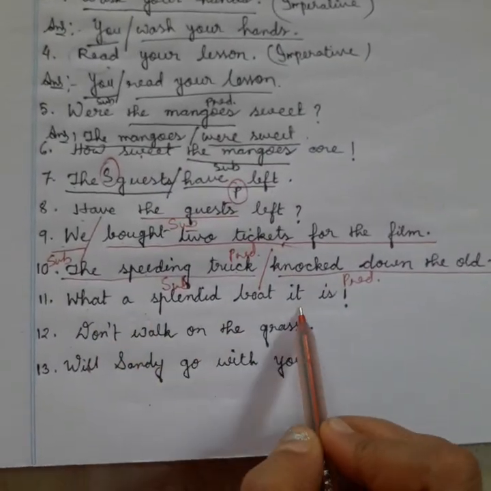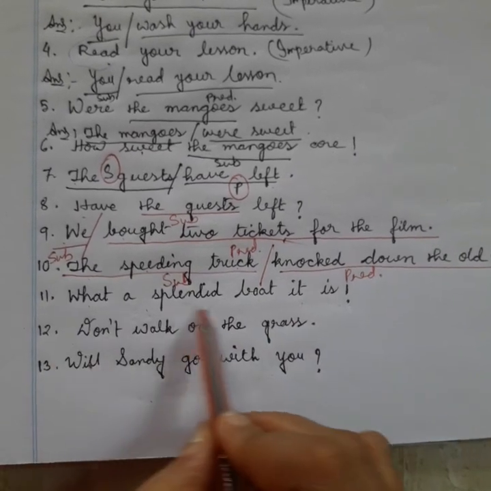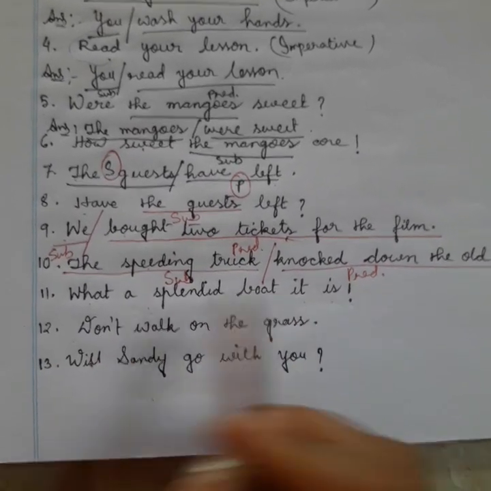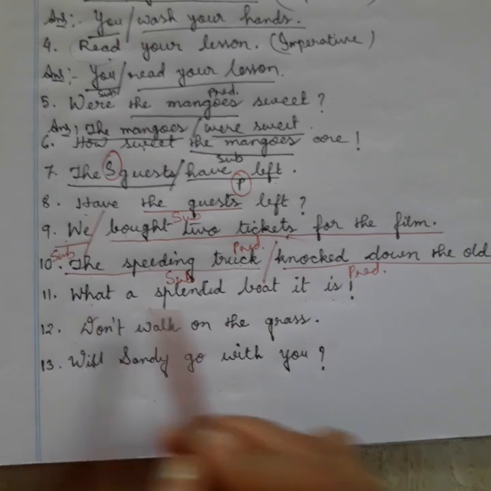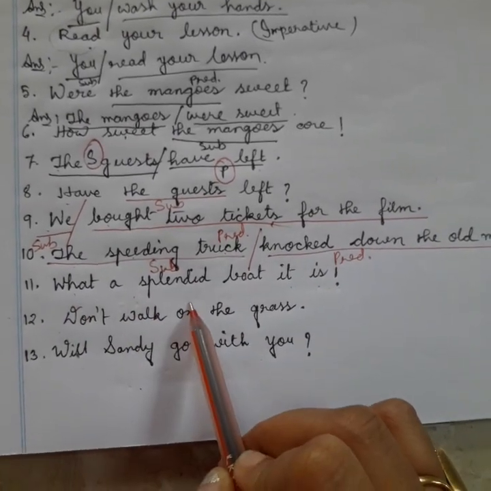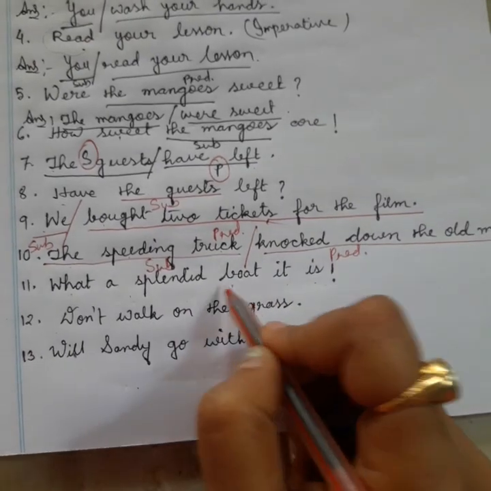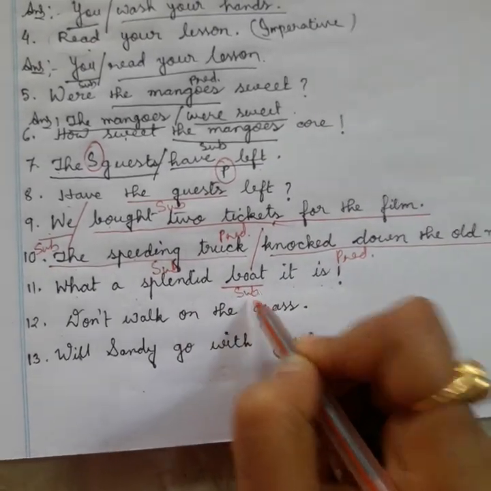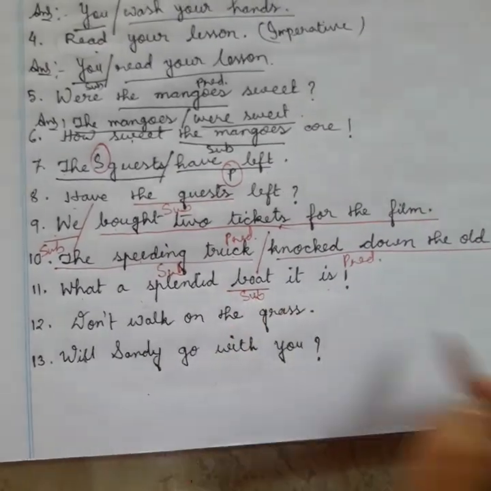What a splendid boat it is. This is an exclamatory sentence. Which one is the subject here? The sentence is talking about the boat. So, boat is the subject. The rest of the portion is the predicate.